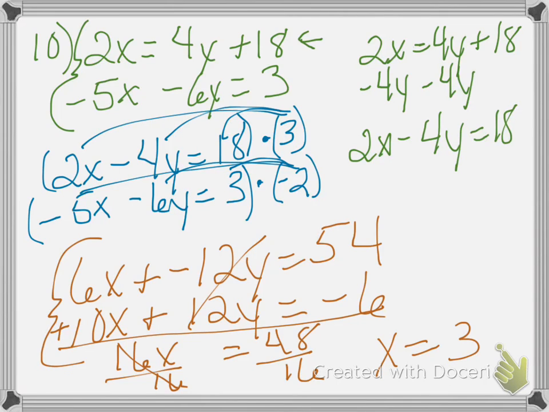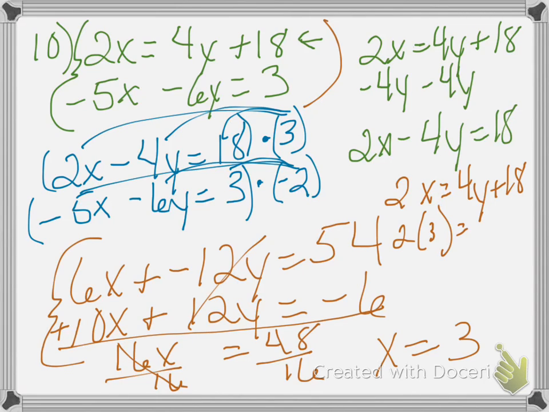Okay, now remember what I told you about plugging back into the original equation. So which original equation would you like to use? And by original, I mean the green ones up here. The top one. Okay. All right, so I'm going to have 2x equals 4y plus 18. I'm going to plug in 3 for x and get 6.